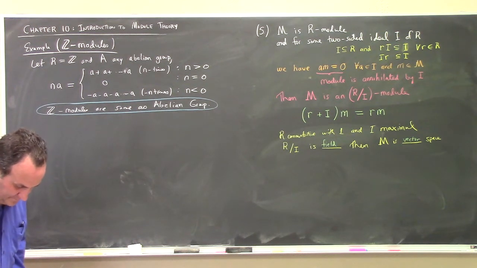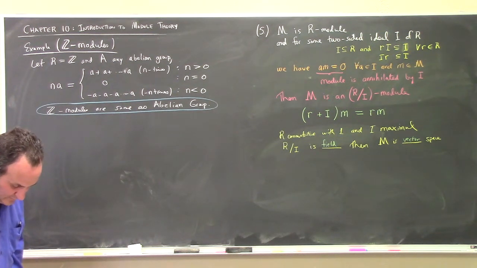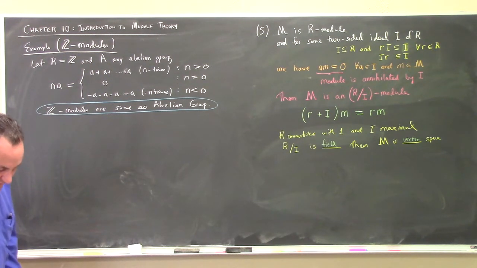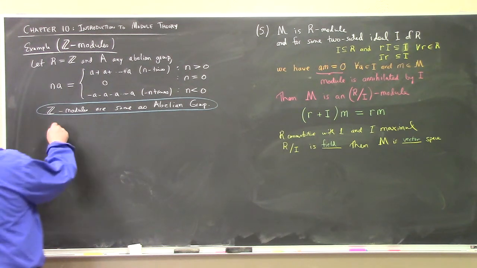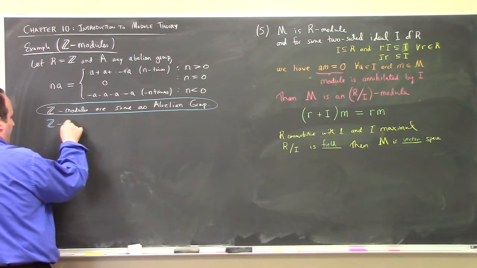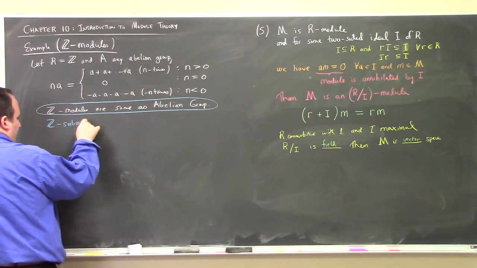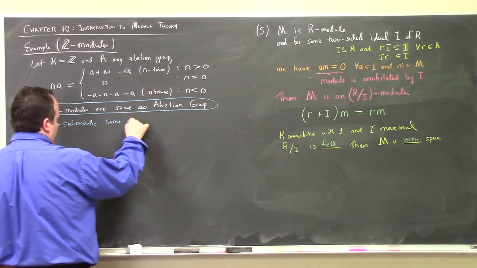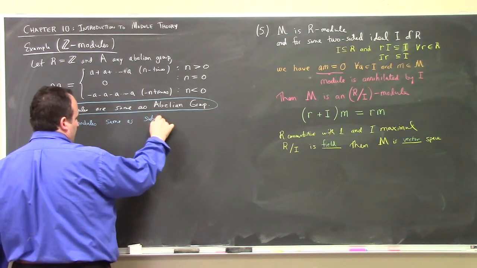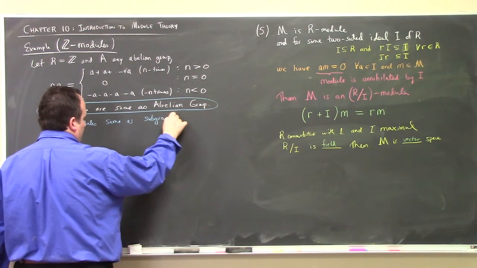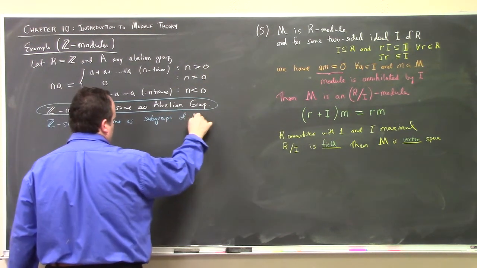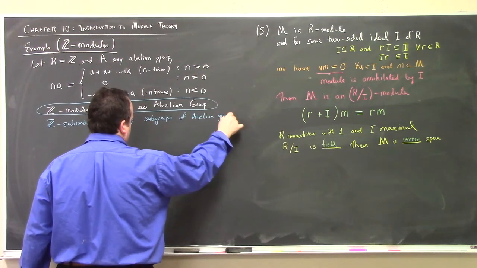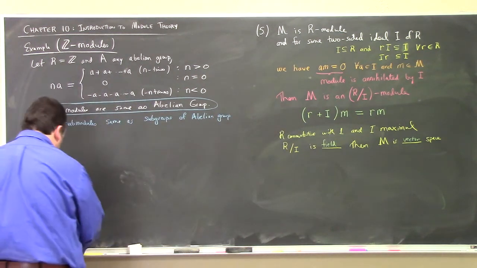Now, he says it's immediate that Z submodules are the same as subgroups of an abelian group, right?